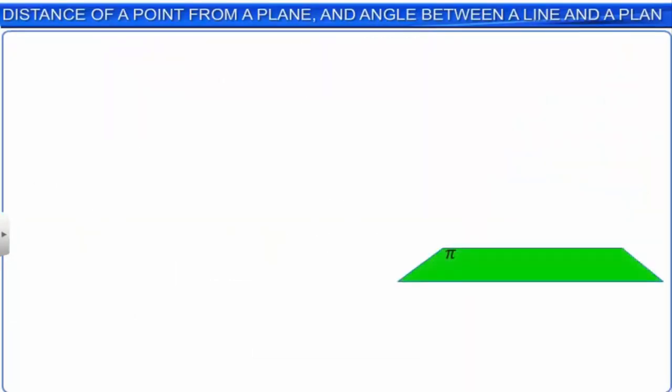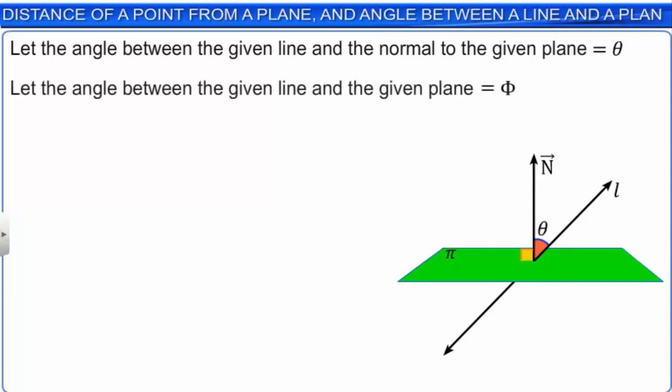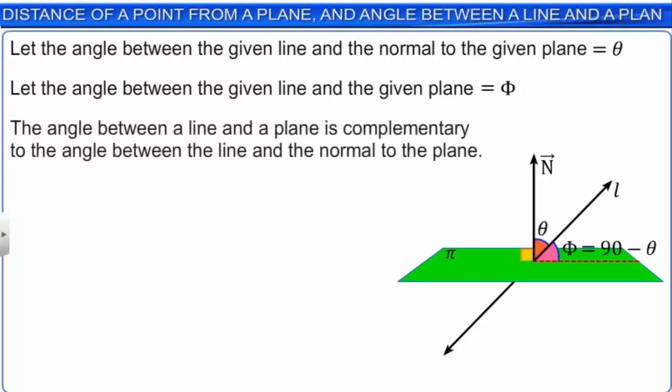Consider a plane pi and a line L as shown. We will derive an equation to find the angle between them. Let vector n be normal to the given plane. Let the angle between the given line and the normal to the given plane be theta. Let the angle between the given line and the given plane be pi. Angles theta and pi are complementary angles. Thus, the angle between a line and a plane is complementary to the angle between the line and the normal to the plane.